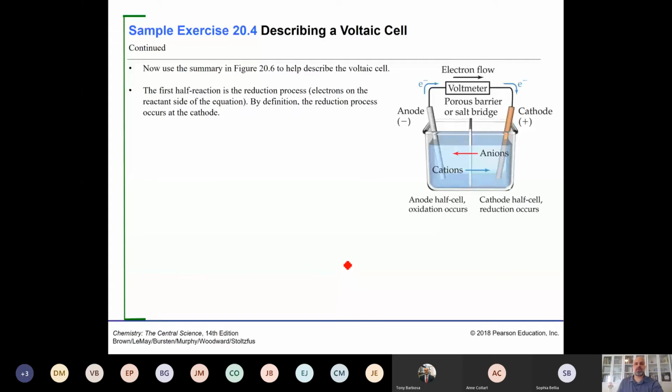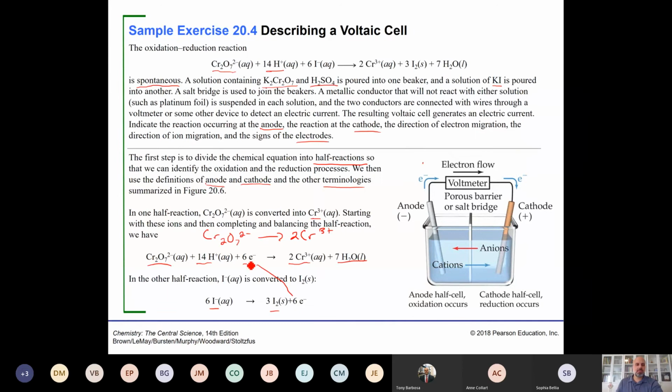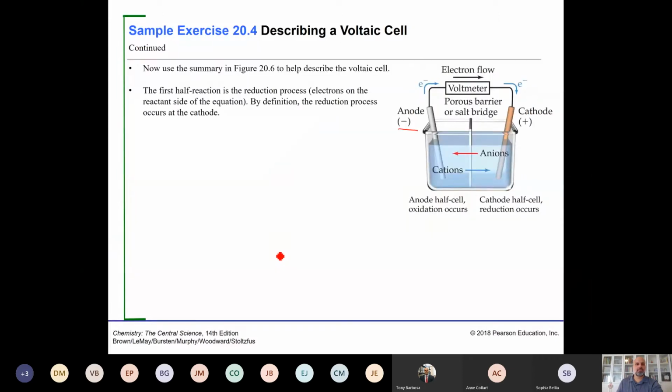So the first half reaction is the reduction process, with the electrons on the reactant side of the equation. By definition, the reduction process occurs at the cathode. If you think of OIL RIG, with the gaining of electrons, we have the reduction as the first equation, and we know that it is going to be occurring at the cathode.